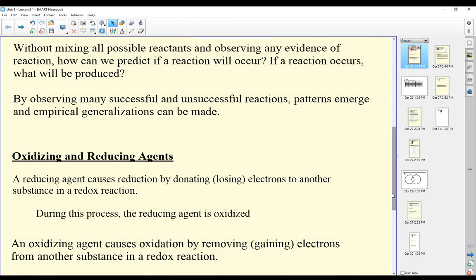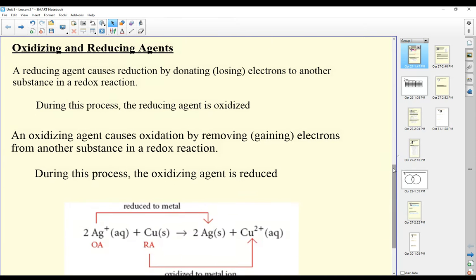All right. So without mixing all possible reactants and observing any evidence of reaction, how can we predict if a reaction will occur? If a reaction occurs, what will be produced? All right. So by observing many successful as well as unsuccessful, that's a really important part. There's a lot of things in chemistry that are unsuccessful, especially reactions. Patterns emerge and empirical generalizations can be made.